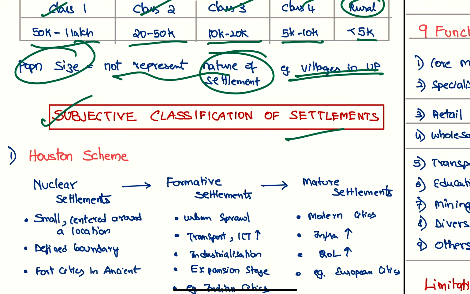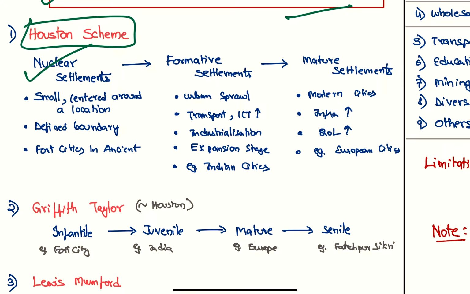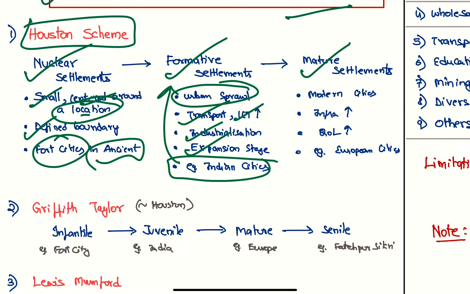Subjective classification of settlements. There are three schemes here. First one is the Houston scheme. He gave nuclear settlements, formative settlements, and mature settlements. Nuclear settlements are basically for cities in ancient times with a defined boundary, small and centered around a small location. Next, we have the formative settlements. These are urban sprawls with improving transport and ICT, high industrialization. So these are an expansion stage. Most of the Indian cities are in this stage. Next, we have mature settlements. These are modern cities, for example, European cities with high infrastructure and high quality of life.